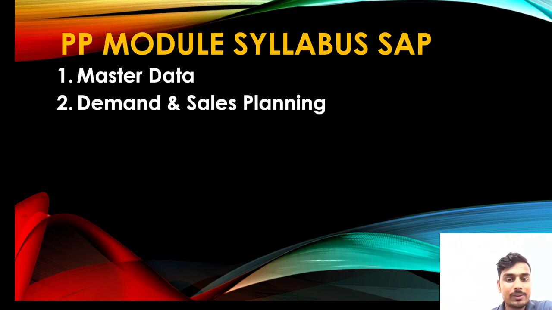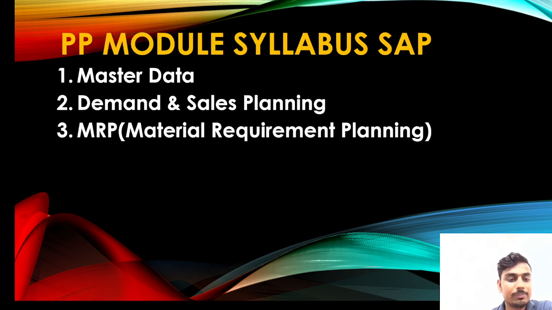Second is demand and sales planning, where we get demand from the markets. Based on the market, we procure and produce finished goods, and our sales team dispatches those finished goods to wholesale as per requirement. That is also included in the PP module, but it is part of the logistics department.